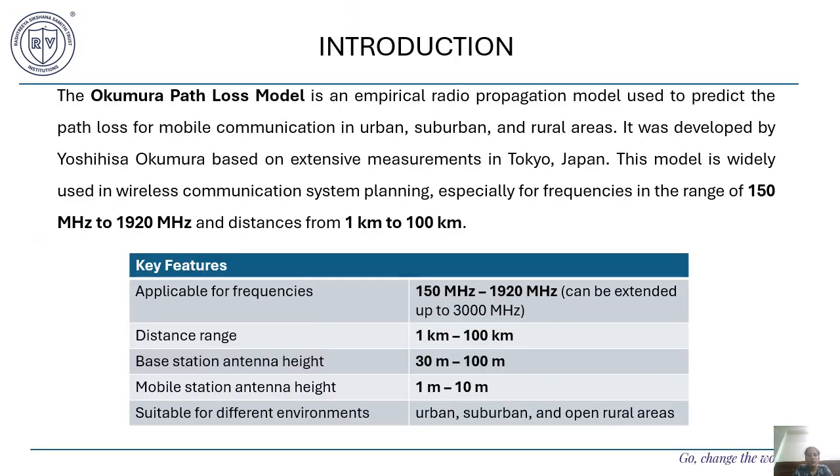The Okumura path loss model is an empirical radio propagation model that predicts the signal attenuation for mobile communication in various terrains. Developed on real-world measurements in Tokyo, Japan, this model is widely used for frequencies ranging from 150 MHz to 1920 MHz and distances from 1 km to 100 kilometers. This model helps network planners optimize base station placement and coverage estimation.